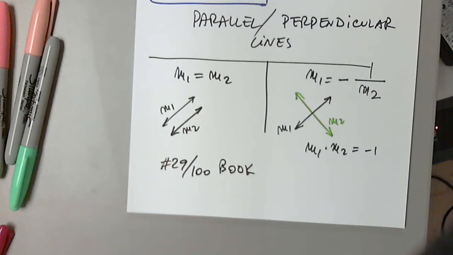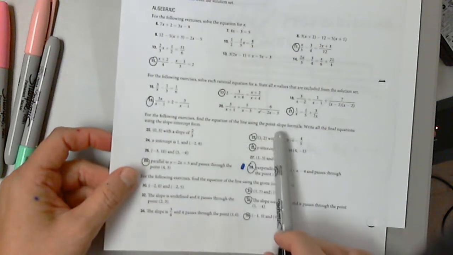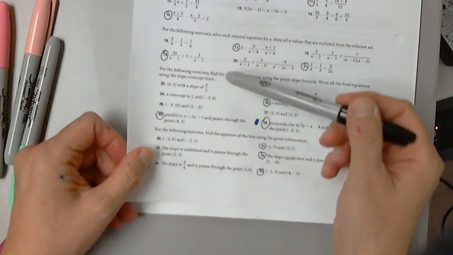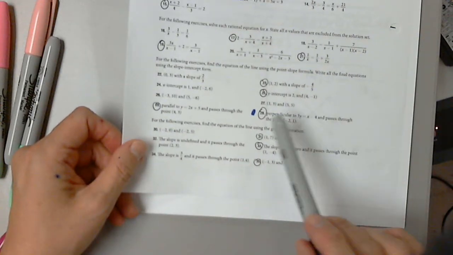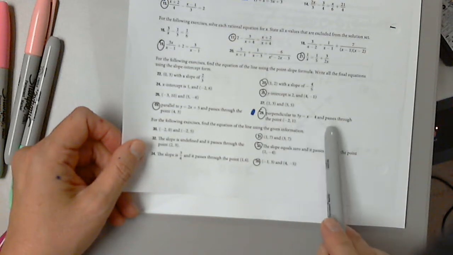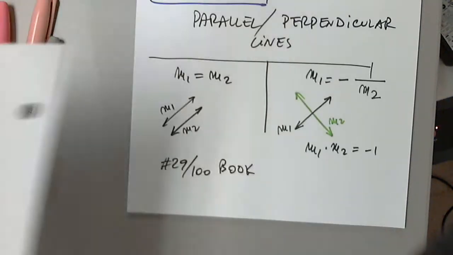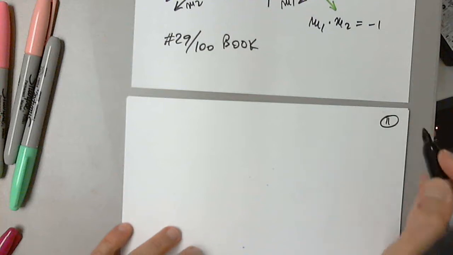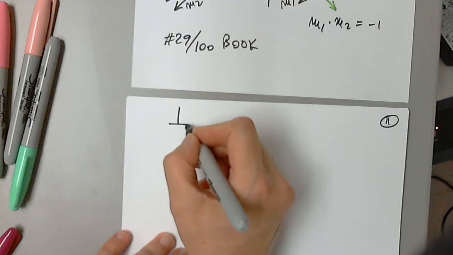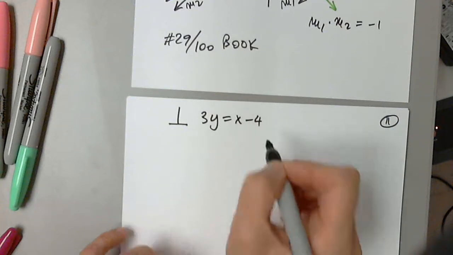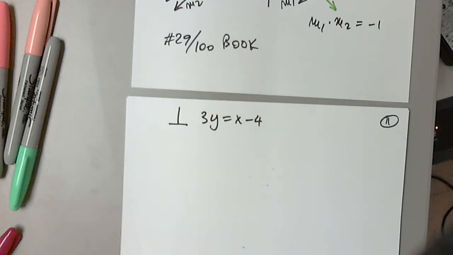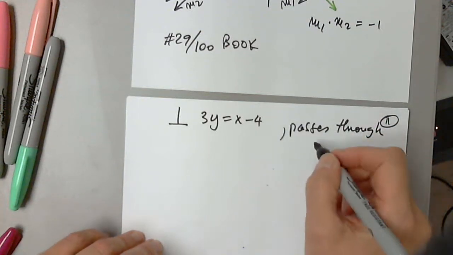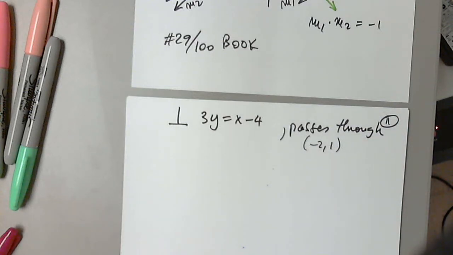And the question reads, find the equation of the line using the point slope formula, write all the final answers, and so on. But anyway, perpendicular to this line and passes through the point. So we are given two pieces of information here. The first piece of information says it's perpendicular to 3y equals x minus 4. This is the symbol we use for perpendicular. And passes through the point -2, 1.